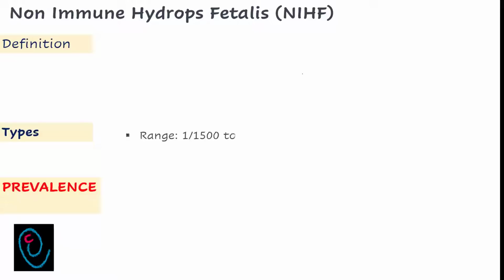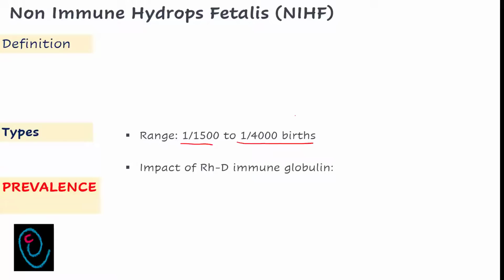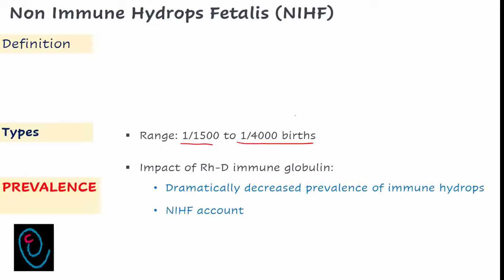The prevalence of non-immune hydrops fetalis ranges from 1 in 1,500 to 1 in 4,000 pregnancies. The widespread use of Rh immunoglobulin has dramatically decreased the prevalence of immune hydrops fetalis. As a result, non-immune hydrops fetalis now accounts for about 90% of all cases of hydrops.